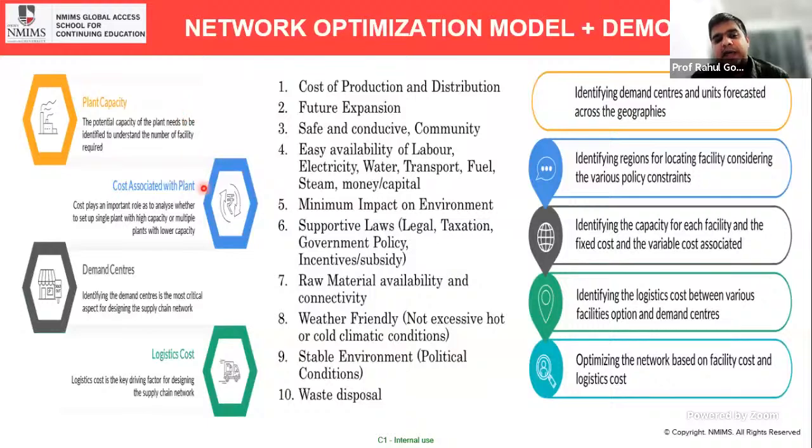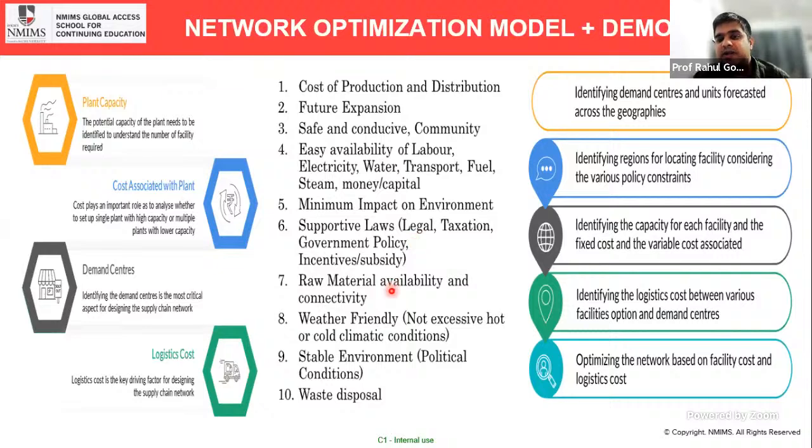So here, while it talks about capacity cost in terms of fixed cost and variable cost, which is logistic cost, while cost of production and distribution definitely is one of the factors, there is also future expansion, like we discussed on the previous slide, and safety and how conducive it is for the community or for people to work in that location. Are labor, electricity, water, transport, all of these essentials easily available to operate a factory or a warehouse? Is there any impact on the environment? Will it put you in trouble if you try to operate from that location? Whether the laws are supportive, whether you are getting incentives or subsidies in that location.